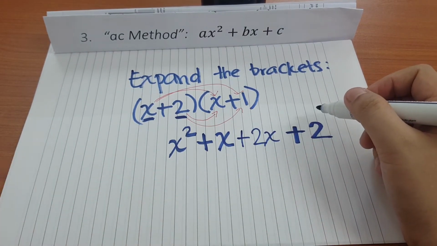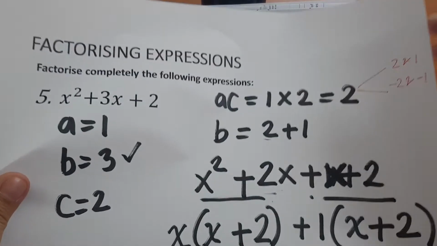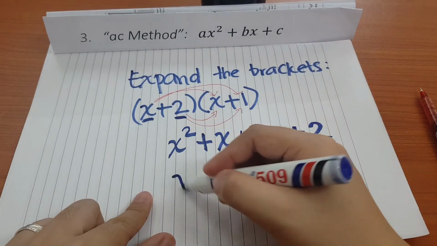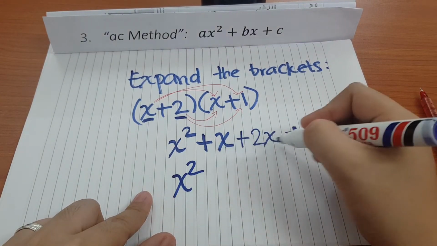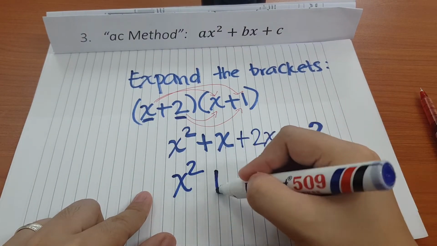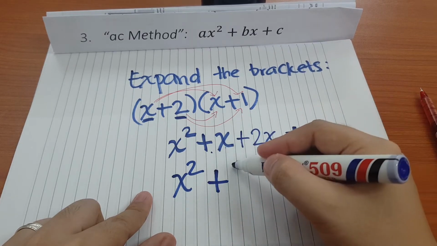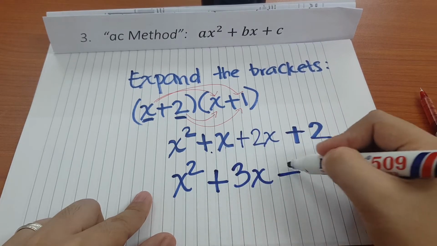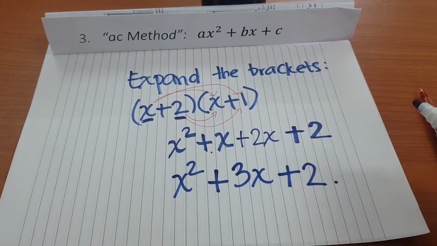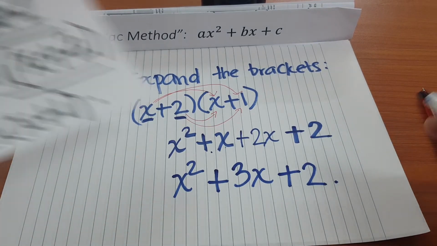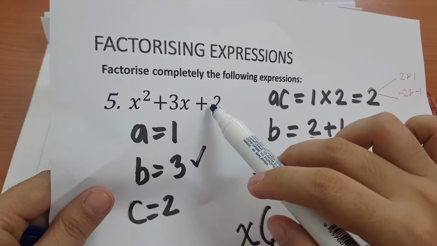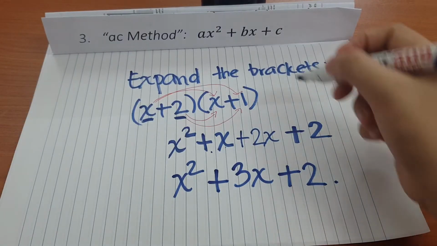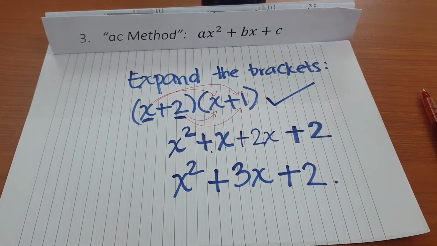So again, our goal, we should get x squared plus 3x plus 2. So let's continue. X and 2x are like terms, so we can add them. 1 plus 2, 3x, plus 2. So if you could recall, our given is x squared plus 3x plus 2. Hence, this is the correct factor.